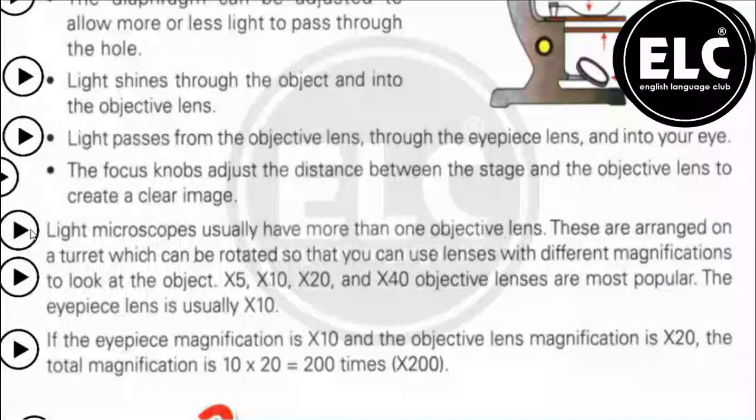Light microscopes usually have more than one objective lens. These are arranged on a turret which can be rotated so that you can use lenses with different magnifications to look at the object. X5, X10, X20, and X40 objective lenses are most popular. The eyepiece lens is usually X10. If the eyepiece magnification is X10 and the objective lens magnification is X20, the total magnification is 10 by 20 equals 200 times, X200.